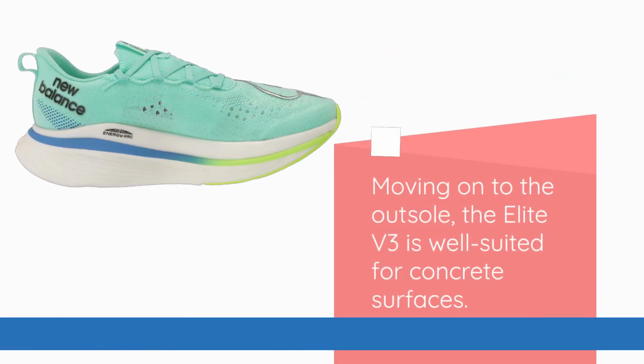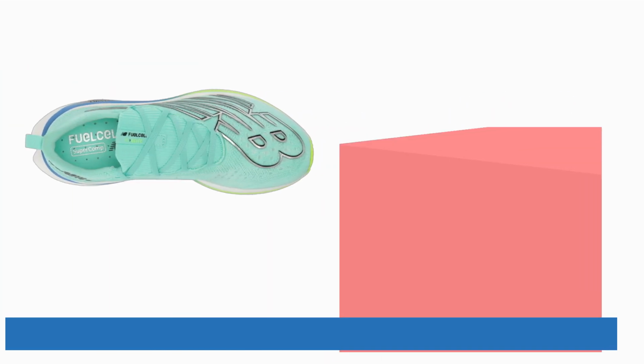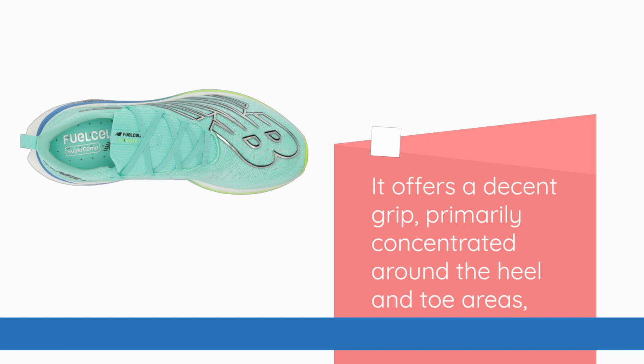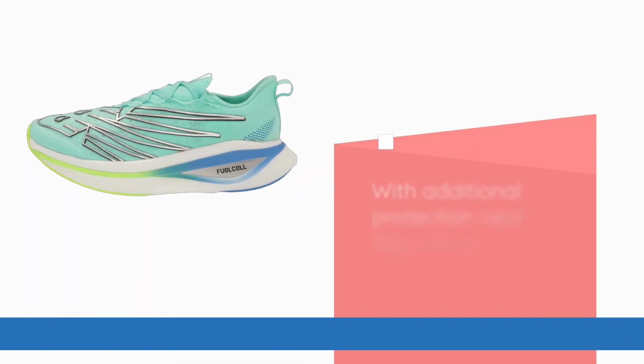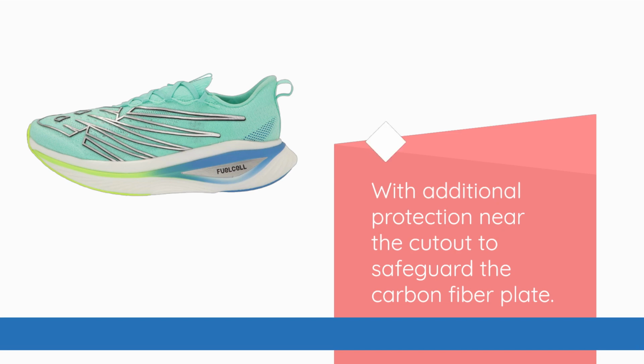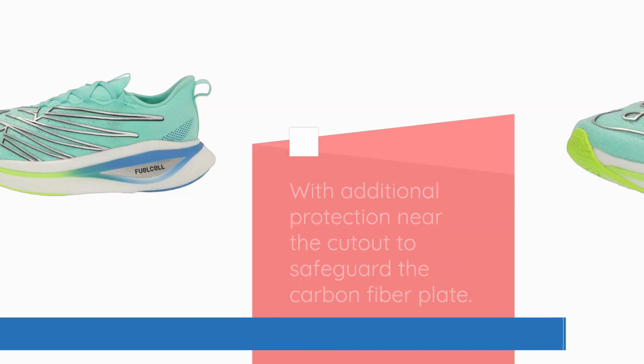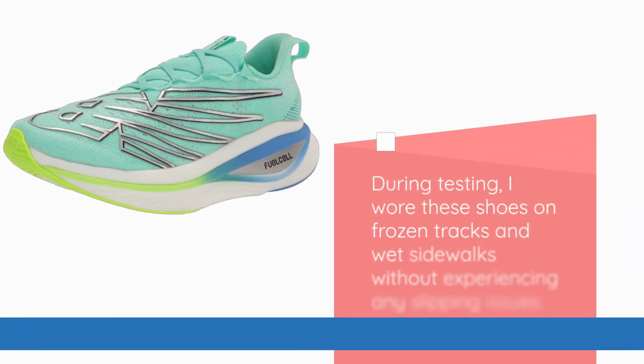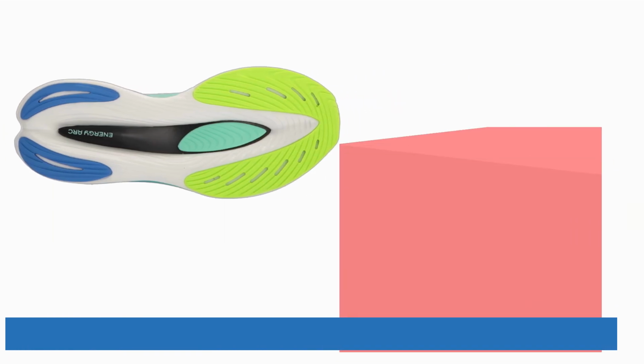Moving on to the outsole, the Elite V3 is well suited for concrete surfaces. It offers a decent grip, primarily concentrated around the heel and toe areas, with additional protection near the cutout to safeguard the carbon fiber plate. During testing, I wore these shoes on frozen tracks and wet sidewalks without experiencing any slipping issues.